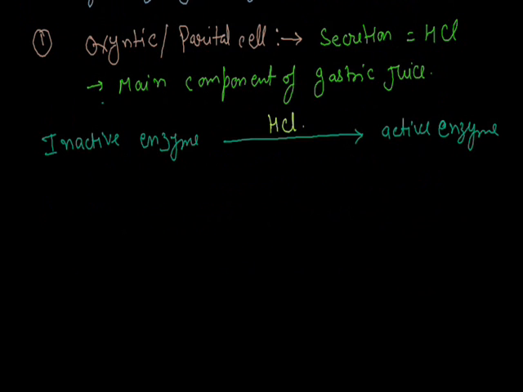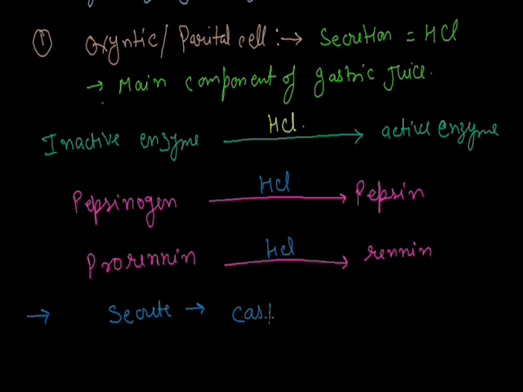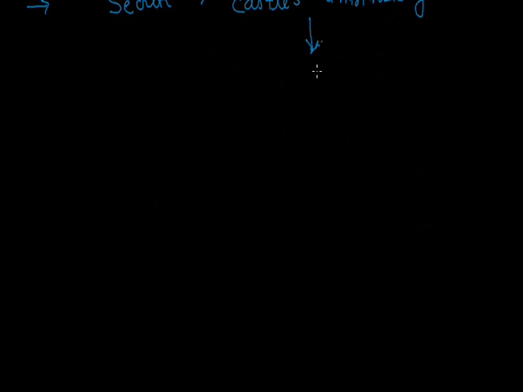For example, pepsinogen is converted into pepsin. Pepsinogen is the inactive form and pepsin is the active form, converted by the help of HCl. Prorenin is converted into renin. Prorenin is the inactive form and renin is the active form, also by the help of HCl. The oxyntic or parietal cell also secretes Castle's intrinsic factor, which absorbs vitamin B12 and helps in the maturation of RBC.